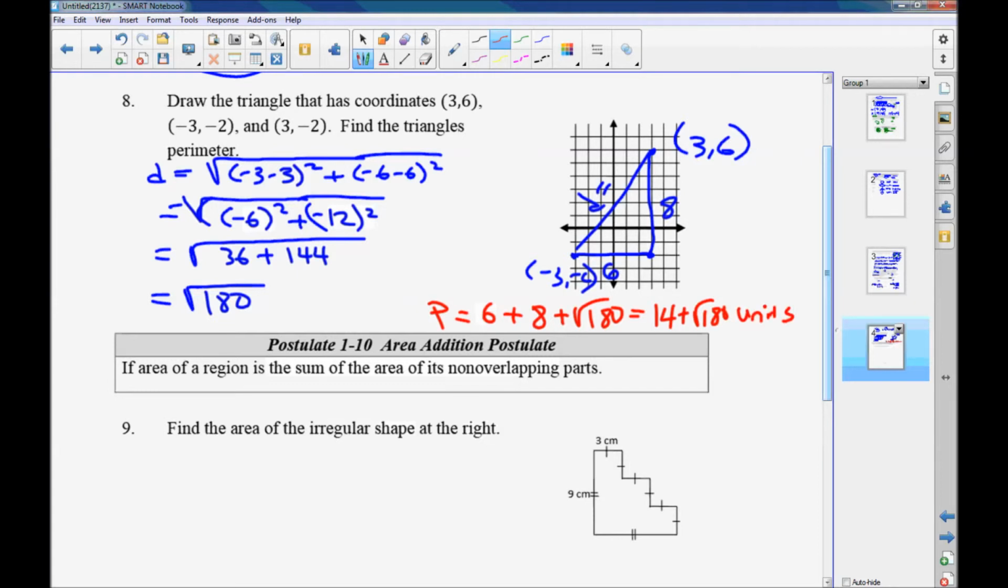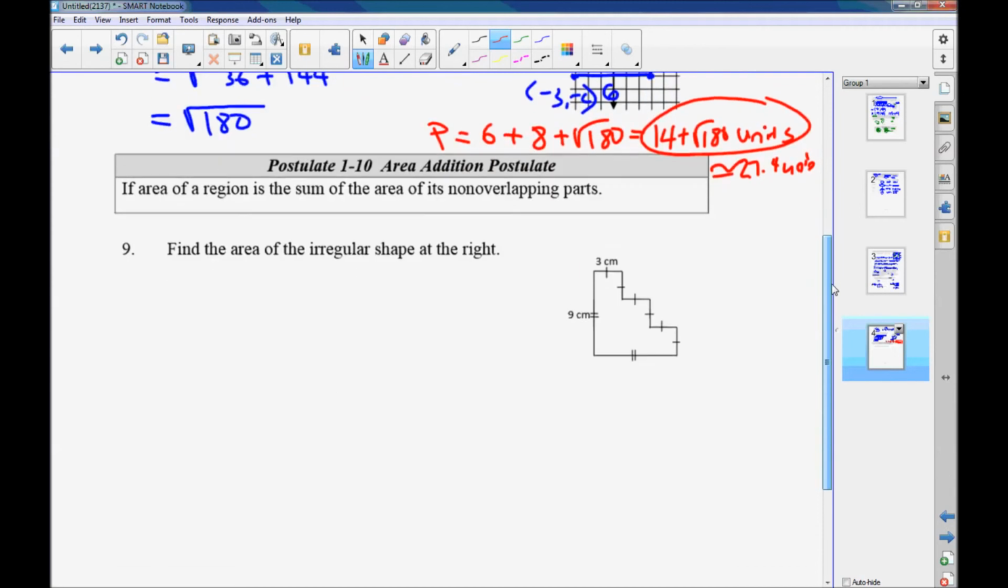If we were going to round this, though, it would be about 27.4 units. Okay, but it didn't ask us to round, so this is really the good answer. 14 plus the square root of 180.